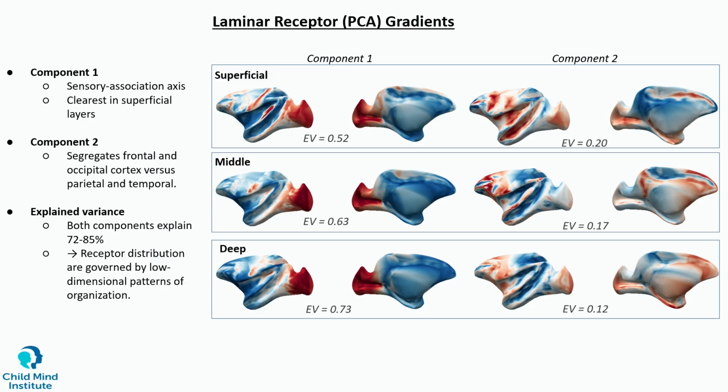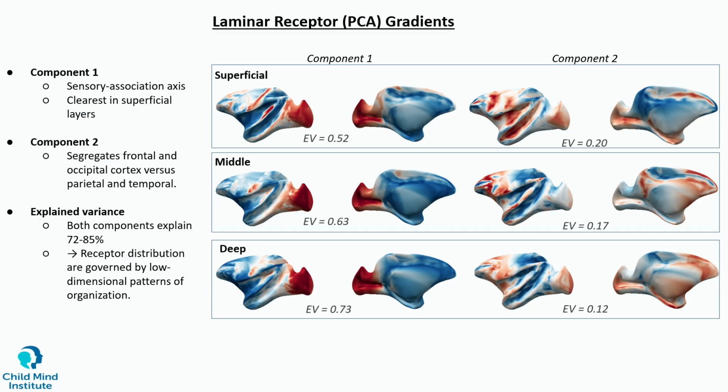Then we also looked at gradients, as one does. We used PCA because it's simple and robust. And if you look at the first component, I think it very clearly shows the very familiar now primary sensory to transmodal association axis. But what we see, though, is that as you go deeper, it sort of starts to fade. And so it shows that the structure of the receptors or the covariance of the receptors is changing as we go to deeper layers.